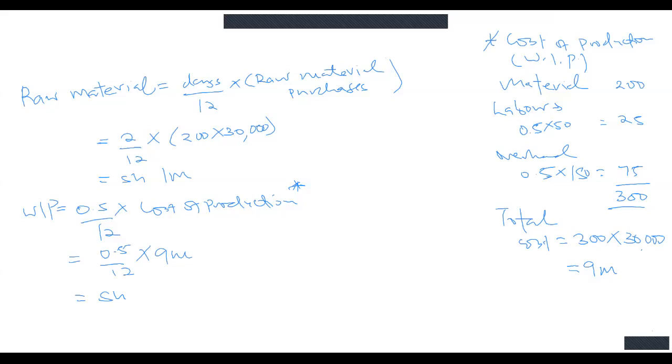$375,000. And you get 375,000 to be the company investment they'll have to make in work in progress. Okay, that's for note 2.